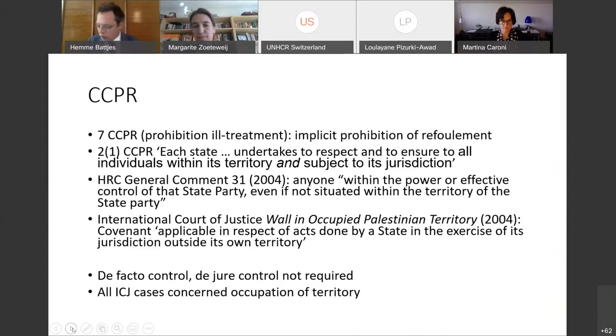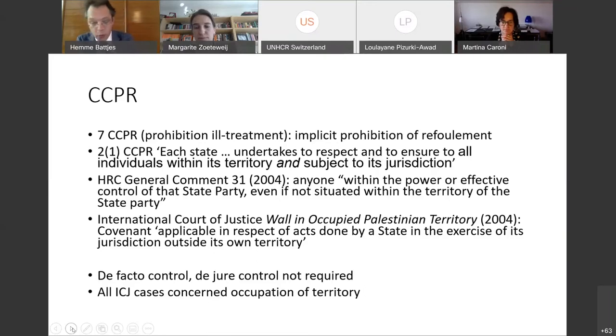And the Human Rights Committee has endorsed the second reading. So they've stated in this general comment that the covenant, and hence also this implicit provision of refoulement under Article 7, applies to anyone within the power or effective control of a state, even if not situated within the territory of the state party. And this reading has been endorsed by the International Court of Justice in the case on the war in occupied Palestinian territory, where it says that the covenant applies in respect of acts done by a state in the exercise of jurisdiction also outside its own territory.